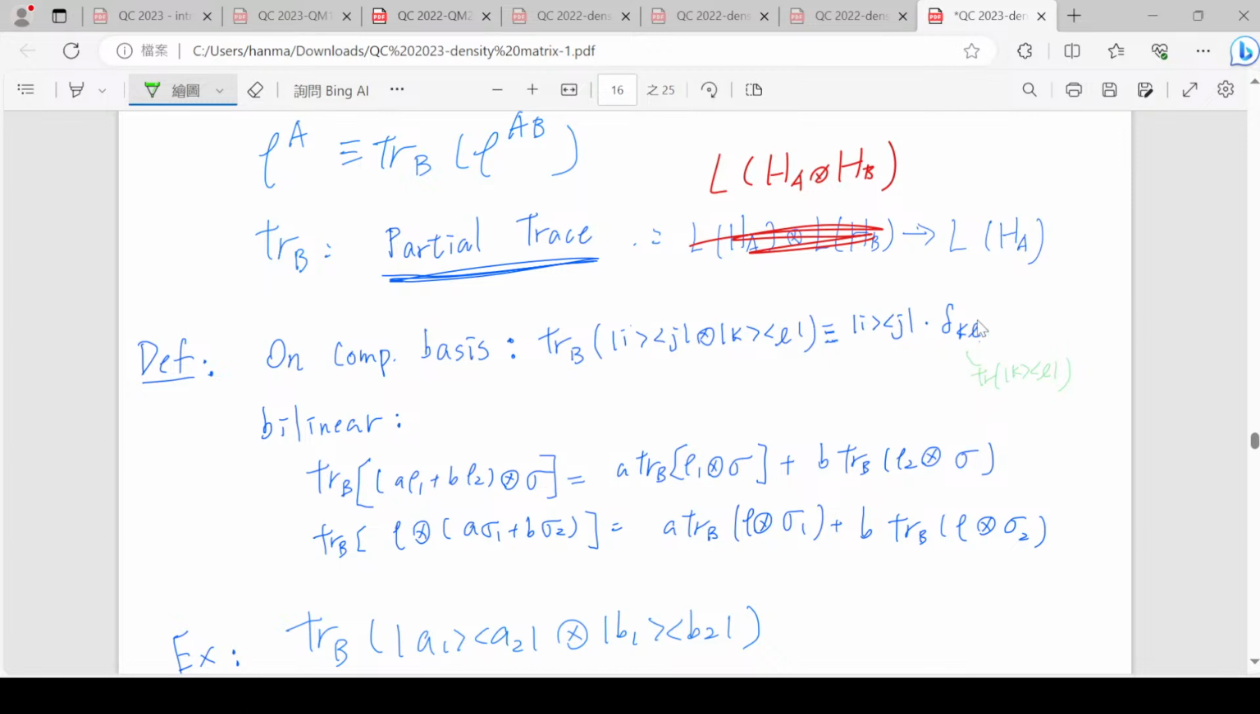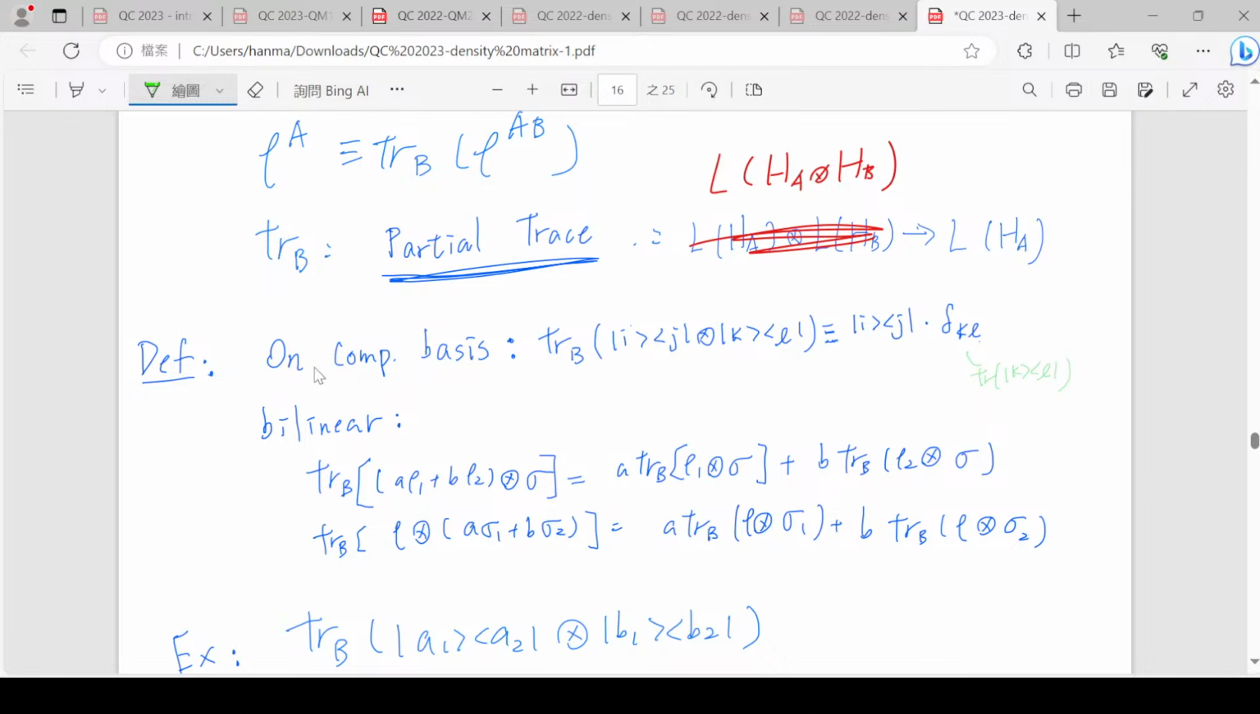And on the B part, it becomes delta KL. So you get something only if K equals L. And you can see that it is a trace on B because this delta KL is a trace of this |K⟩⟨L|. Okay?